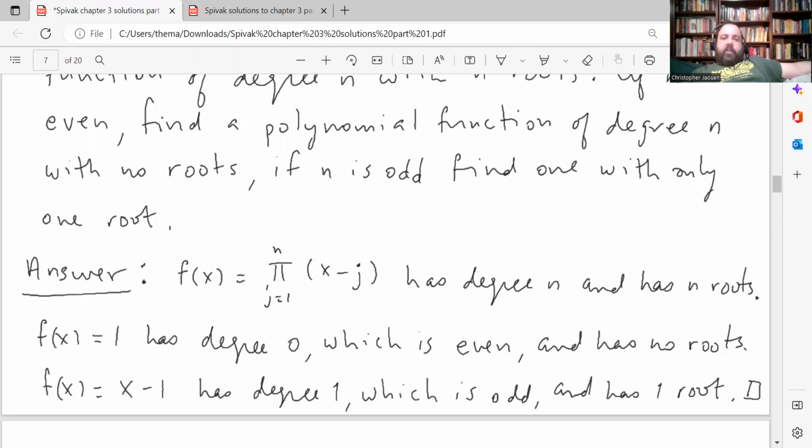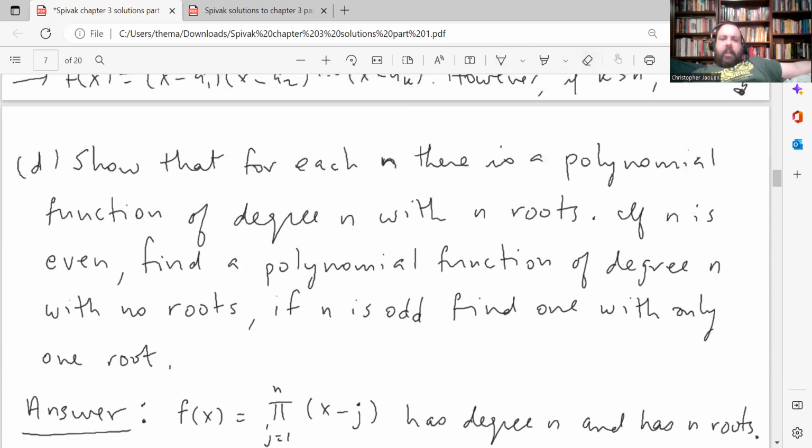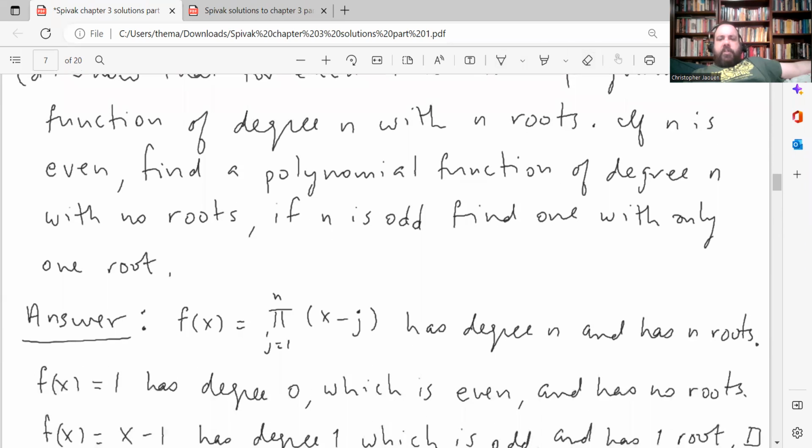So for example, a polynomial with exactly n roots looks like this. Right? Or distinct. I guess it doesn't have to be distinct. Did he say distinct? Show that for each n, there's a polynomial function of degree n with n roots.